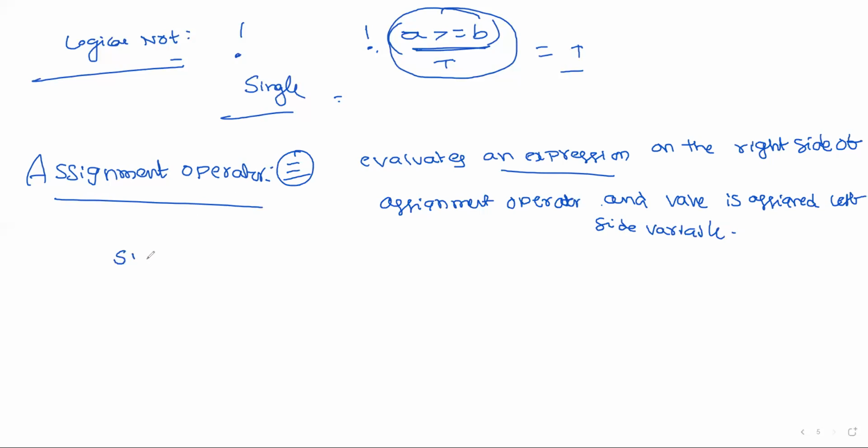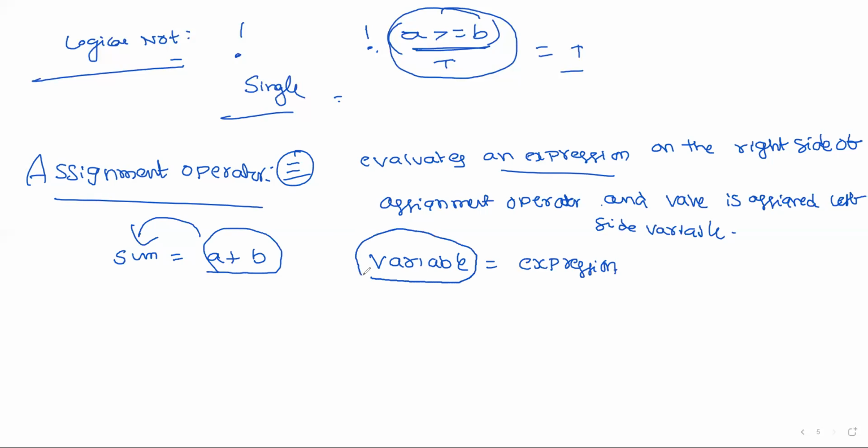For example, sum is equal to a plus b. What happens? It evaluates this expression a plus b and the result is assigned to the variable sum. That is simply variable is equal to some expression. Remember the case, the left side must be a variable. Suppose the statement a plus b is equal to sum. This is invalid. Left side must be a single variable only. For example, a is equal to 5. This is valid. The value is assigned to a.